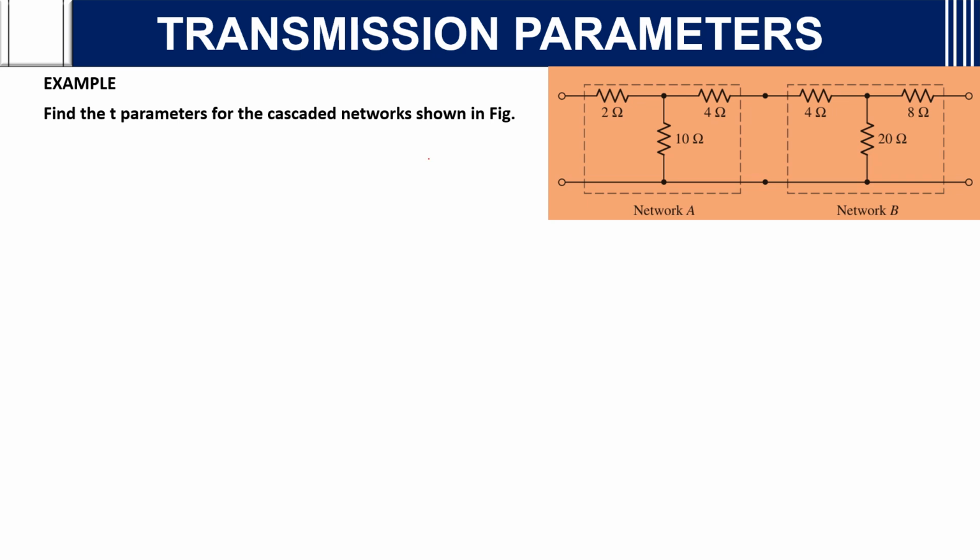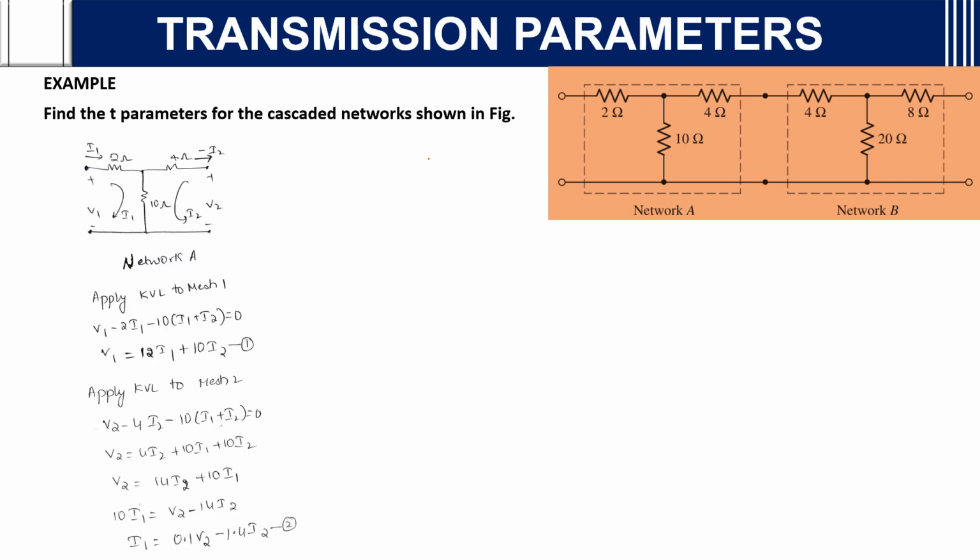If you see here, there are two networks, network A and network B. How to find T parameters? For network A we will find T parameters, and for network B we will find T parameters. Then multiply those two matrices, and we will get the total T parameters. We will see how. First, consider network A.